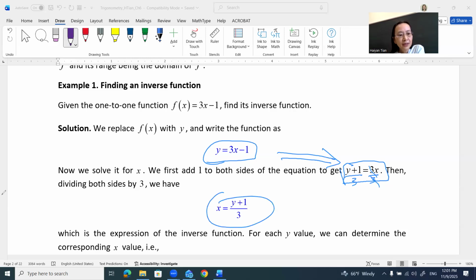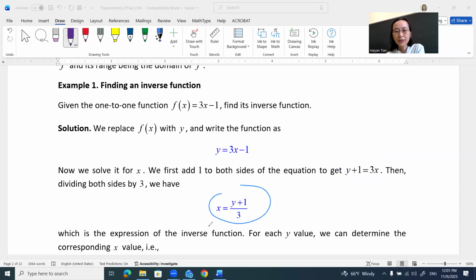Oh, we found it. So that is the inverse function. The inverse function means whenever you give me a y value, I can find the x value. Yeah, that's the inverse. Original function, whenever you give the x value, I can find the y value, right? That's the original function.